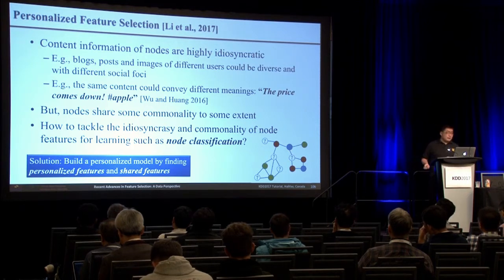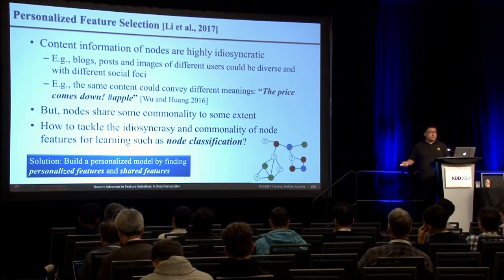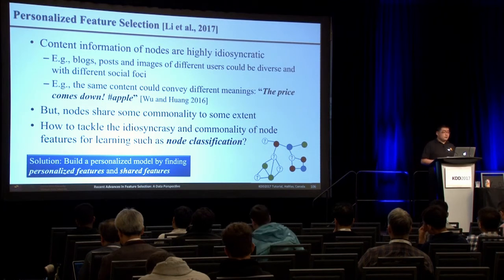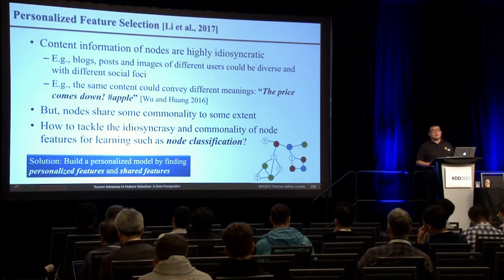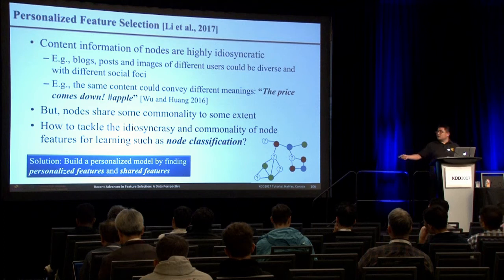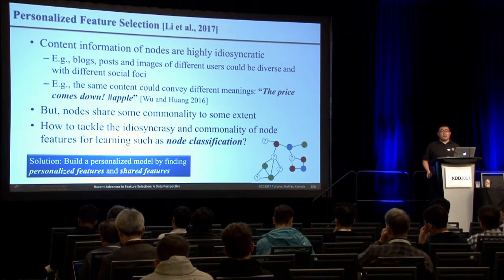But more or less, these nodes may share some commonalities to some extent. So the question is how to tackle the idiosyncrasy and the commonality of the node features for learning tasks, such as node classification. The solution is that we can try to build a personalized model by finding both the personalized features as well as the features shared by all the users.